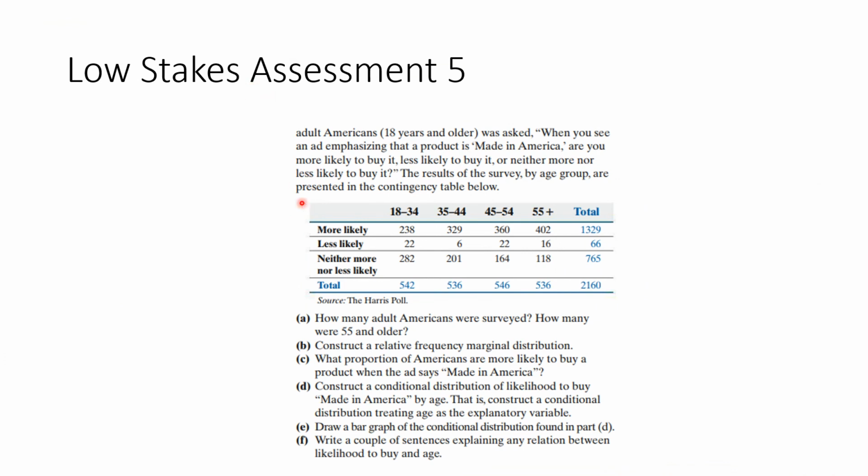Low stakes assessment 5 has us doing some things here. We ask the question, does it make a difference if something is made in America or not, by age group. So these are different age groups, and it says, are you more likely, less likely, or neither more likely or less likely to buy? And we ask a bunch of questions, and this is low stakes assessment 5 that will be in your syllabus tab for you to deal with, and in the announcements we'll talk about due dates and such.